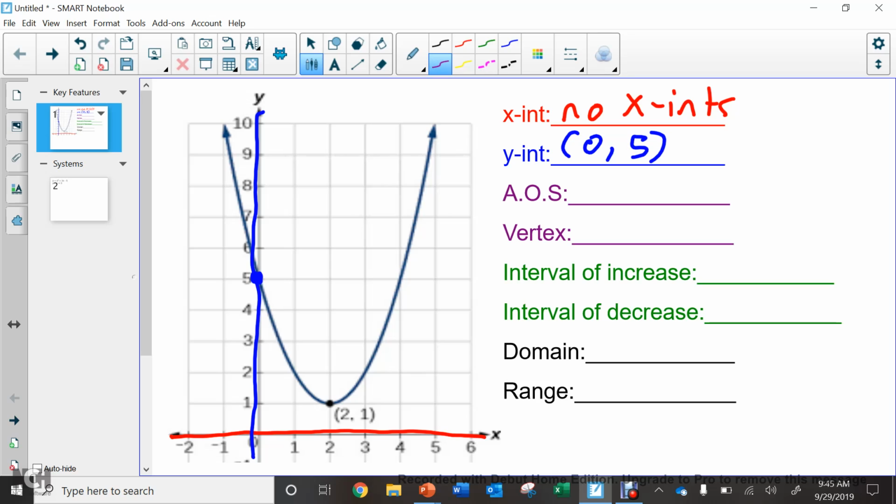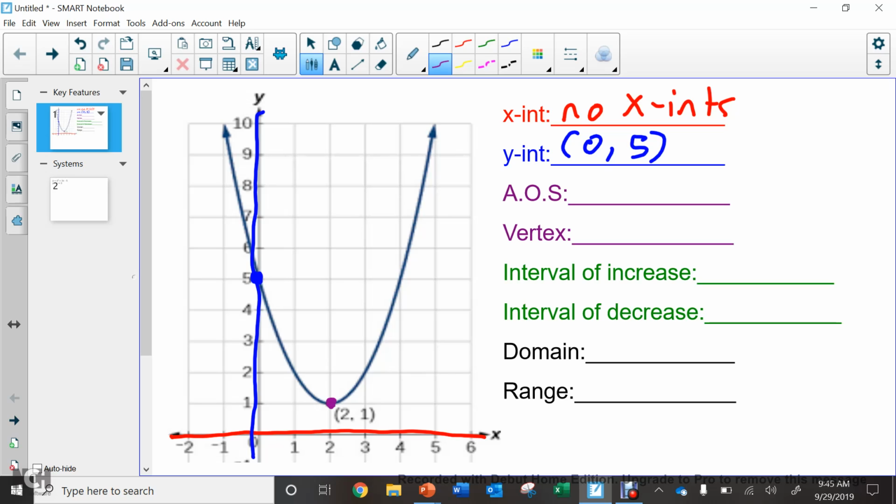Going on to axis of symmetry and vertex, these two go hand in hand, so I labeled them both in this purple color. I'm just looking for the point where the graph either switches its direction, the lowest or highest point, depending on the way the graph opens. I see the graph is opening up, so I'm looking for the lowest point, which is right down here. They even have it labeled as (2, 1).